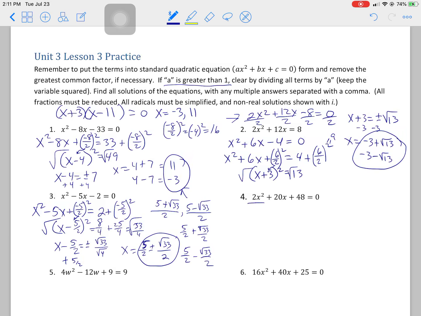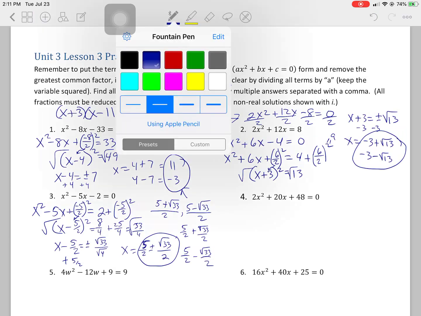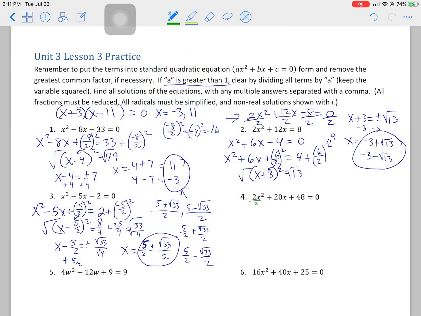All right, here it looks like I have another 2 to take out. Here, let's do this a little smaller and a little neater. Sorry. Take a 2. So this would be x squared plus 10x plus 24 equals 0. That probably factors.